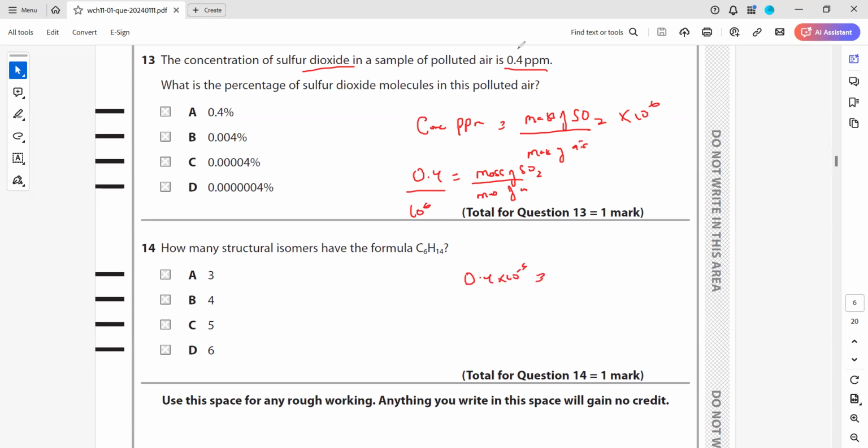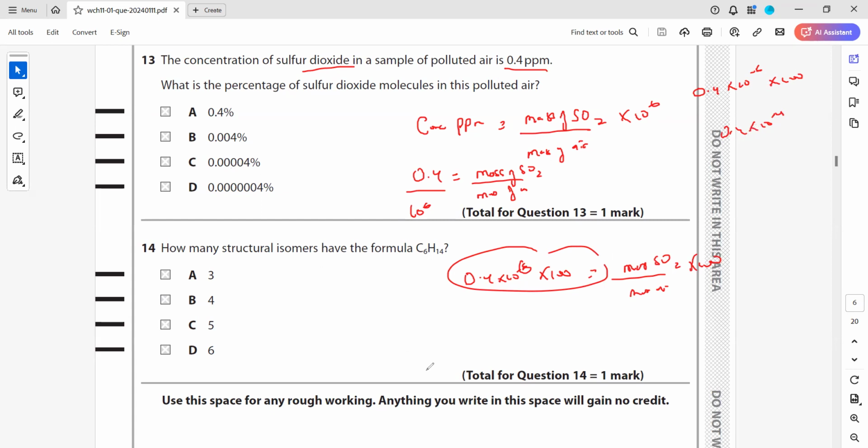But we need percentage. So if we want to take percentage, what we simply do is multiply both sides by 100, because it's the mass of sulfur dioxide divided by the mass of air into 100. So when we multiply, 0.4 exponent minus 6 multiplied by 100, it will be 0.4 into 10 to the power minus 4. When you write this number, it will match with option C. So C will be the right answer.